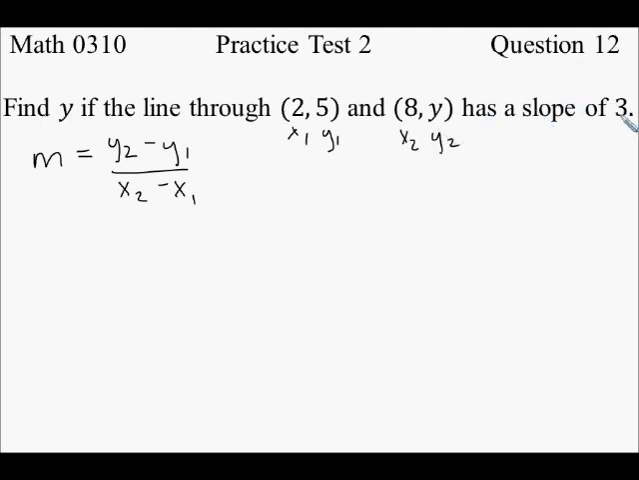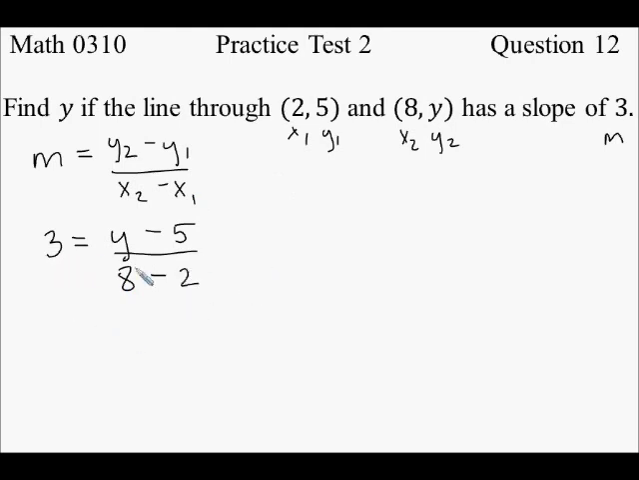And they've actually given us the slope this time. They've given us already the slope is 3. So instead of solving for m like we normally do, we're going to be solving for one of the pieces on the right-hand side. Okay, so let's use this information, plug into our equation here. So m they gave us already, which is 3, equals y2 is y here, minus y1, and y1 is 5, over x2, which is 8, minus x1, which is 2.